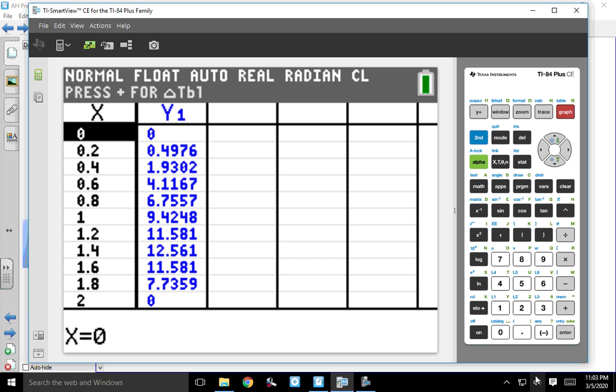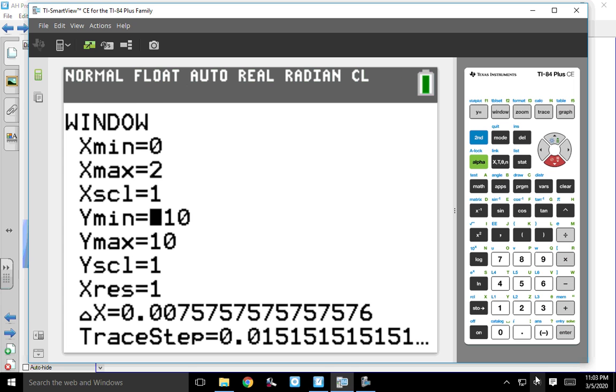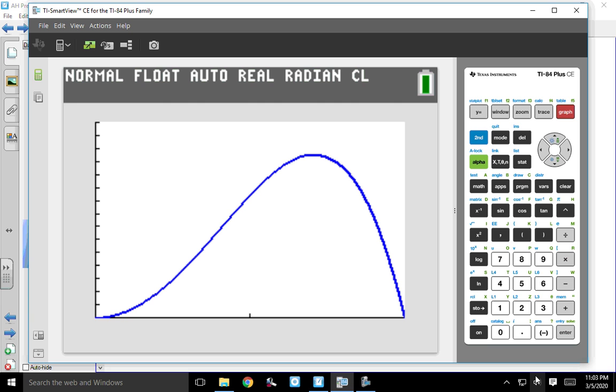It looks like it starts out at 0, increases all the way up to 9, 11, 12, and then goes back down to 11, and 7, and 0. So if we go up to, say, 15, we should have a decent window. So let's go from 0 to 15, and we'll graph that. There we go. There's our sketch of the equation that represents the volume of this cylinder.